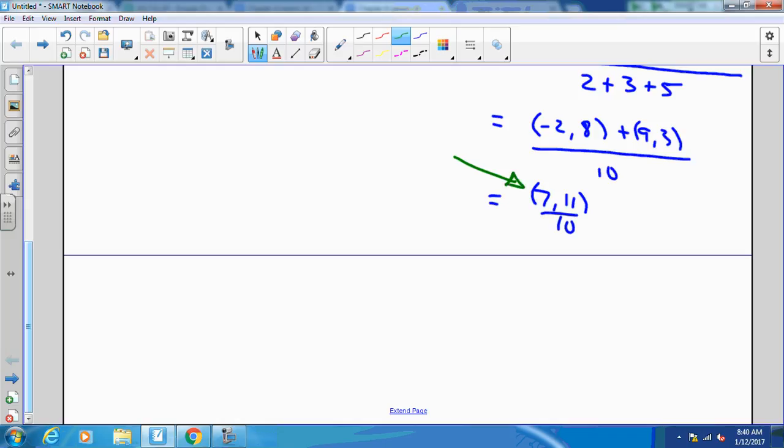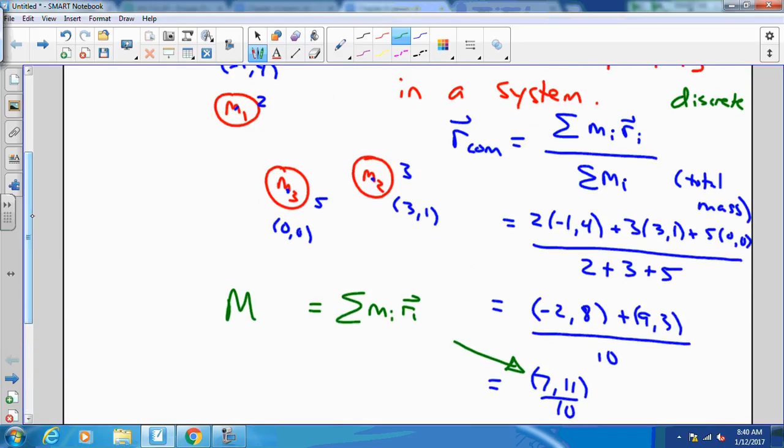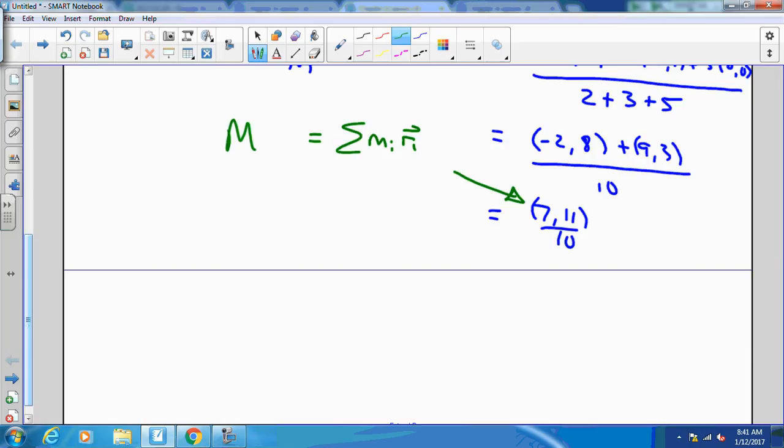This quantity right here in the top, which is the sum of all masses times positions, is called the first moment of the total system. And that first moment is relative to the origin. So what we're saying about this system is that relative to this origin, the first moment of the entire system is a positive quantity that points over 7 and up 11, or something like that. We'll have a little bit more to say about that.